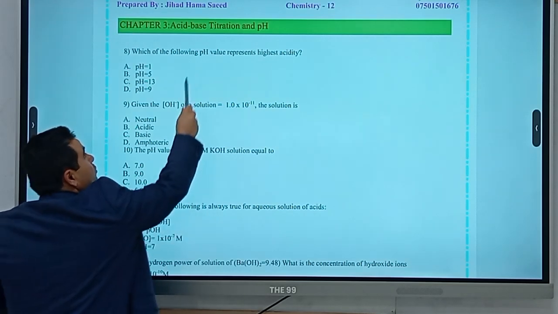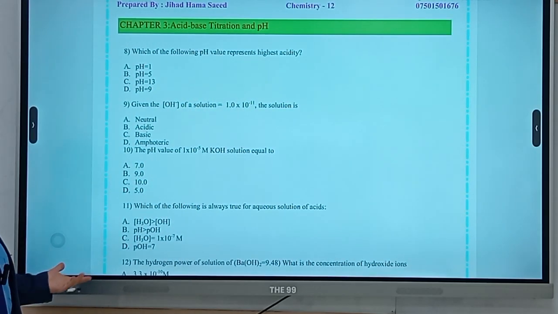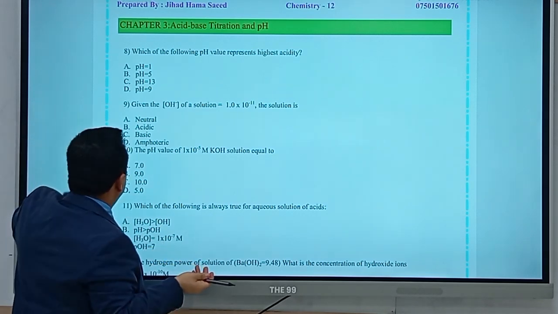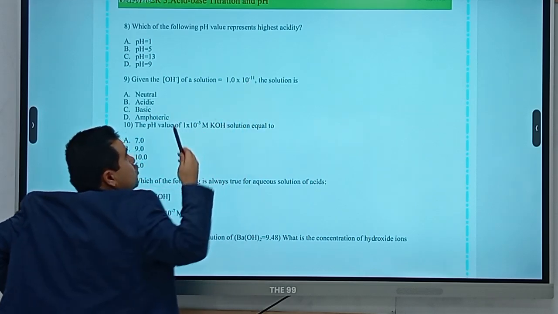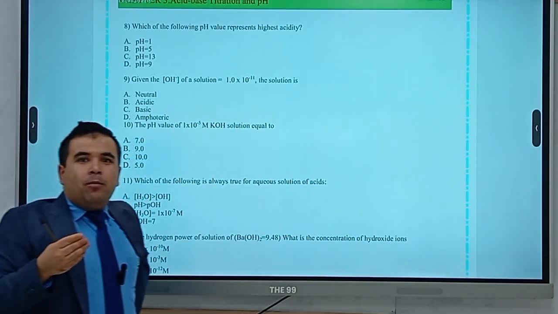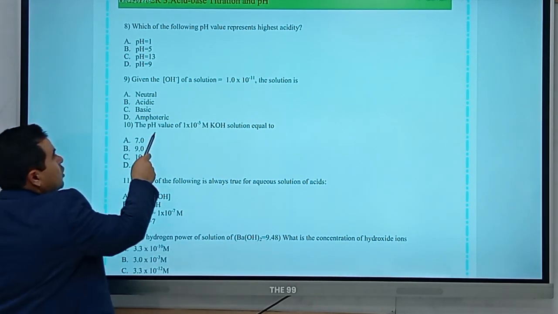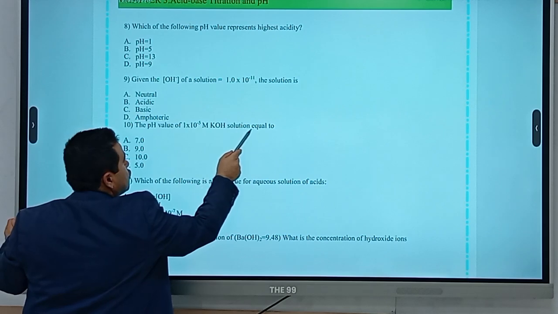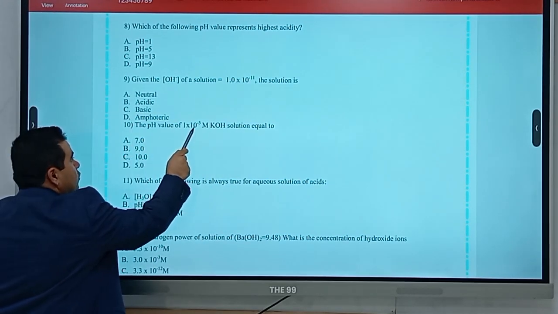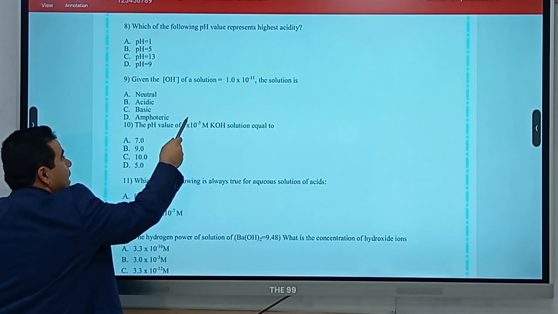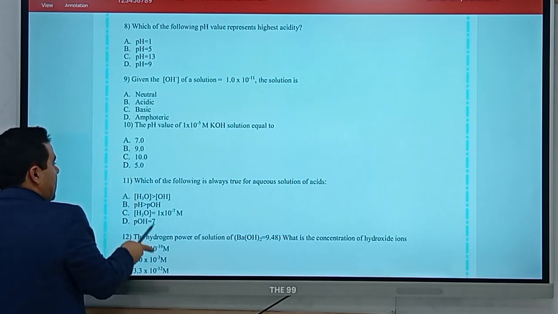Which of the following pH values represents the highest acidity? Highest acidity means the least pH, so pH of 1. Given the hydroxide of a solution is 1 times 10 to the power minus 11, the solution is acidic, because the hydroxide is lower than 10 to the power minus 7. The value of 10 to the power minus 5 KOH solution equals what pH? So the 10 to the power minus 5 is the hydroxide, 10 to the power minus 9 will be the hydronium, and then 9 will be the pH.